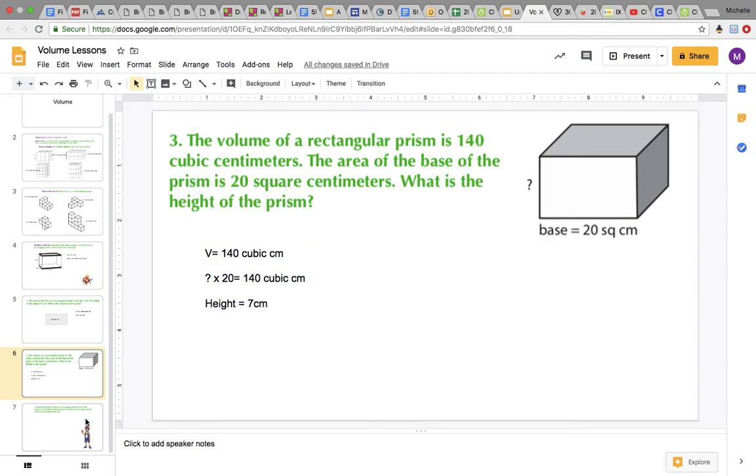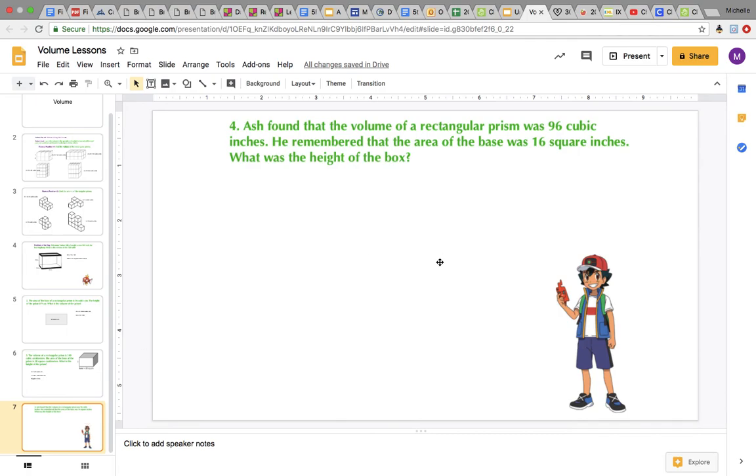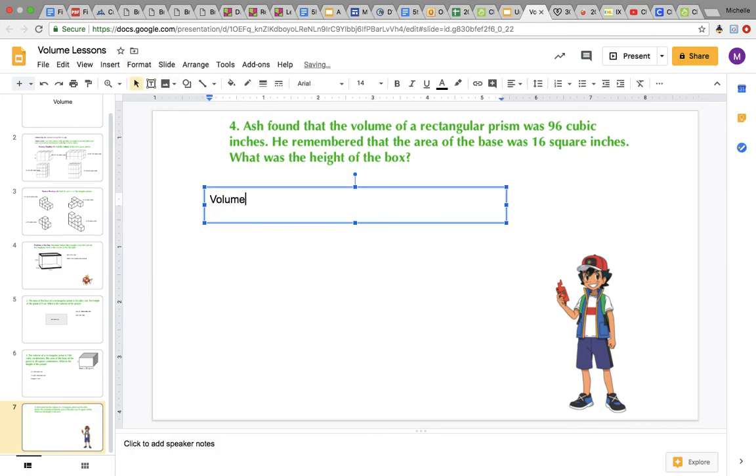All right, one last problem today, guys. Ash found that the volume of a rectangular prism was 96 cubic inches. Again, here we're given the volume. I'm going to write that down. All right. He remembered that the area of the base, let's write that down. Area of base was 16 square inches. So the area of the base, that means that's our length times our width. What was the height of the box? So we have to figure out the height.